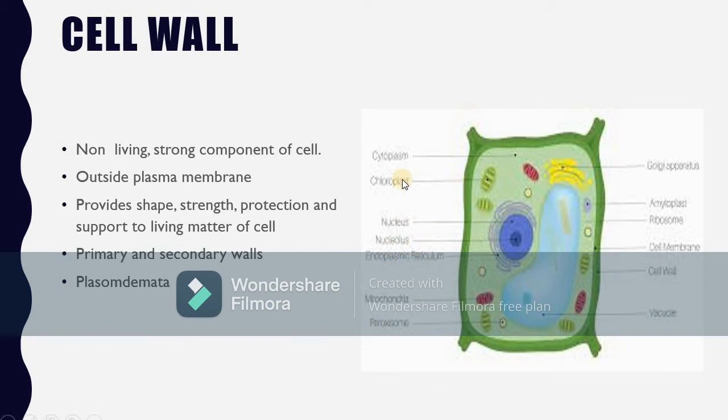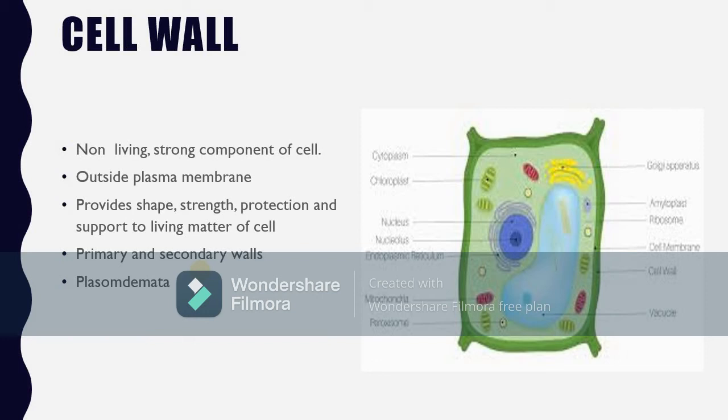It helps to maintain the shape, strength, protection, and support of the living matter of the cell. There are two walls, the primary wall and the secondary wall. The outer layer of the plant cell is known as the primary wall, and cellulose is the most common chemical in it.